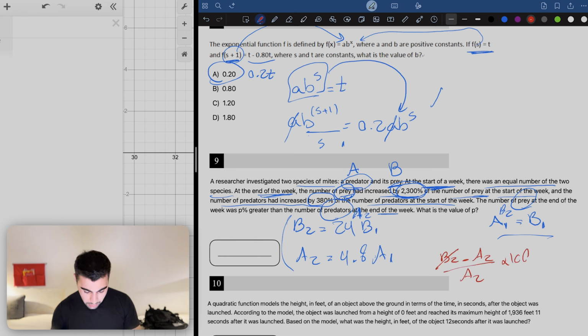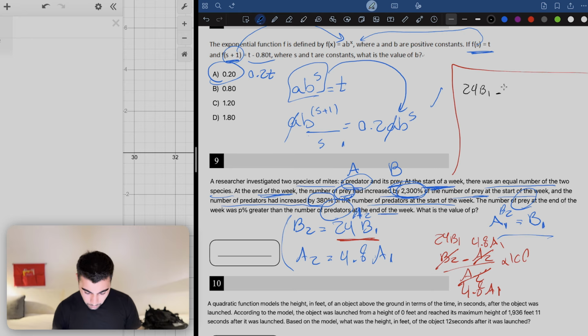What is B2? It's 24 B1. What is A2? It is 4.8 A1. And the A2 in the denominator is the same, 4.8 A1. Now I'm going to rewrite this here. 24 B1 minus 4.8 A1 divided by 4.8 A1 times 100.